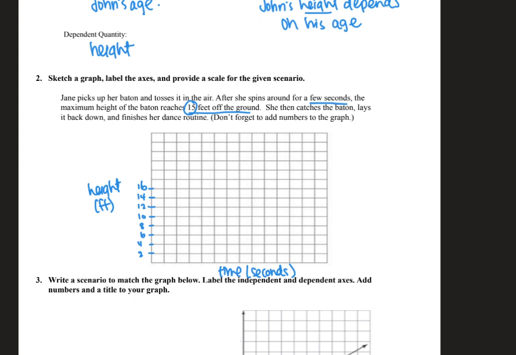And then in terms of the x-axis for seconds, all it says is she picks up her baton, tosses it in the air. After she spins around for a few seconds, the maximum height of the baton reaches 15 feet off the ground. And then it comes back down. So a few seconds I would say is like 3 seconds. If it reaches its maximum height at 3 seconds, I might say that it lands after 6 or 7 seconds. So I'm going to number this by ones. So 1, 2, 3, 4, 5, 6, 7, 8, 9, 10.